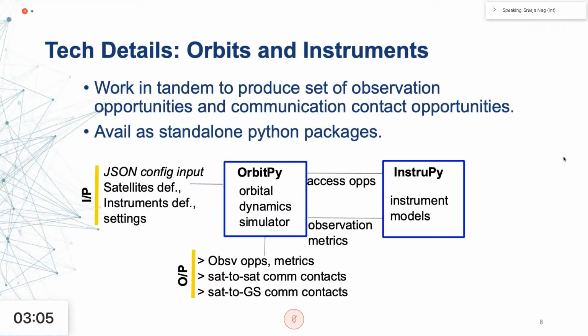So a few tech details on DShield in the next couple of minutes. There are several modules that we're increasing fidelity from, all of which will be available as standalone Python packages in a couple of years, open source. So for example, the orbit and instrument modules work in tandem to produce a set of observation opportunities and communication contact opportunities from left to right, and observation metrics from right to left, from instrument to orbit. Next slide.